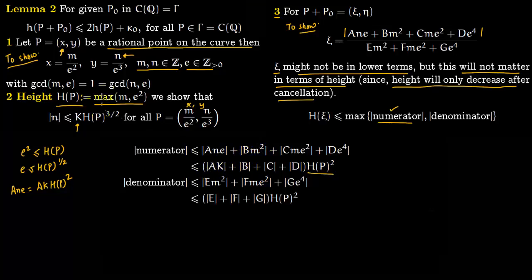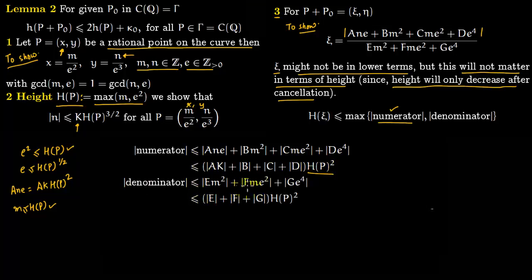So you have bm square, you know, m is less than or equal to h of p, so m square is less than or equal to h square p. So this is hp square out, absolute value of b is here. Now you have me square, again m is less than hp, e is less than hp half, but we have square here, so e square is less than h of p. So these two multiply, you have h square, which comes out, c remains here. Again you have e4, so you see e square is less than or equal to h of p, so e4 is less than or equal to h square. So again h square comes out, d remains as such.